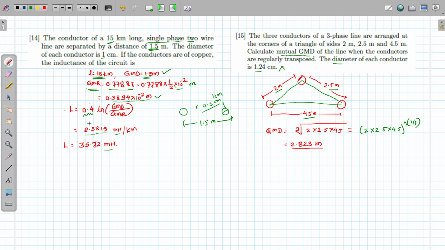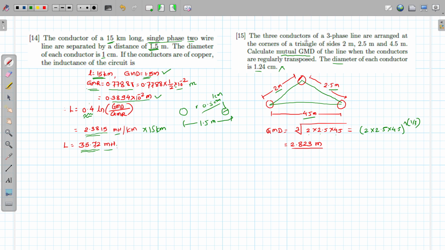We have to calculate the loop inductance in single phase, so it should be multiplied with 0.4: 0.4 ln GMD upon GMR. This will give you 2.4572 millihenry per kilometer. So it has to be multiplied with the 15 kilometer to get the total inductance. So it will give you 35.72 millihenry.